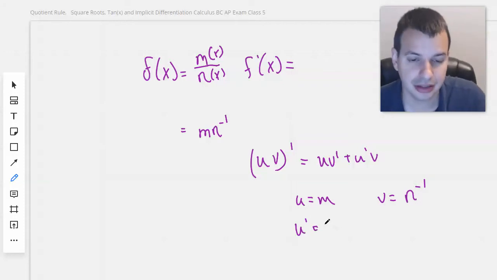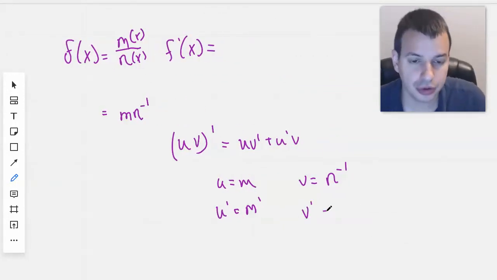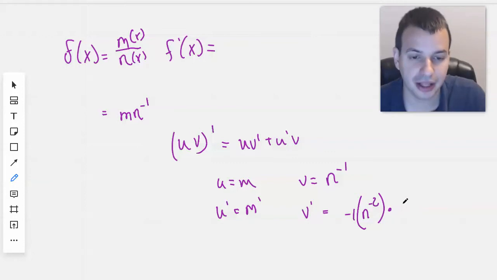U prime would be, let's say, m prime. And then for v prime, we would do the chain rule. So we take the negative 1, move it down like the power rule. So we do negative 1, n to the negative second. And then we multiply by the derivative of n, which in this case we'll call n prime.